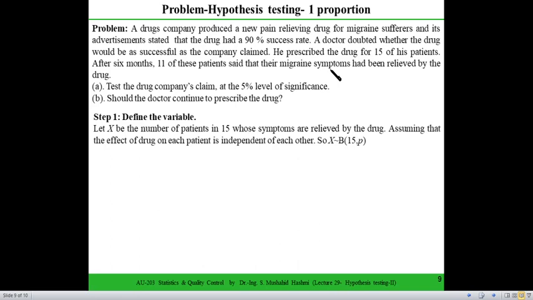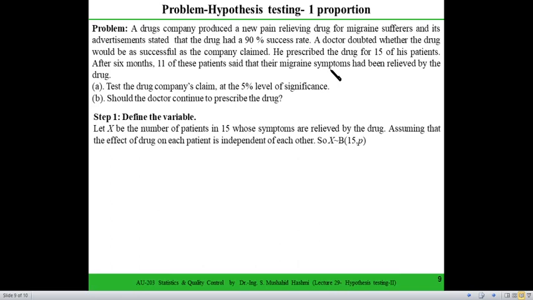We have to identify the random variable, which is the number of patients whose symptoms have been relieved by that drug. That number could be 12, 14, or 15. There are a maximum of 15 samples taken. We assume that the effect of the drug on each patient is independent of the others. It means whether the drug has been effective on one patient, a second patient, or a third patient, they are not involved. So these are independent random variables.